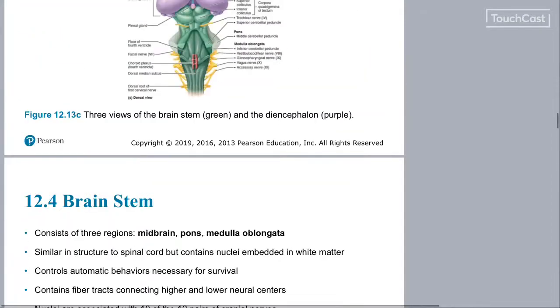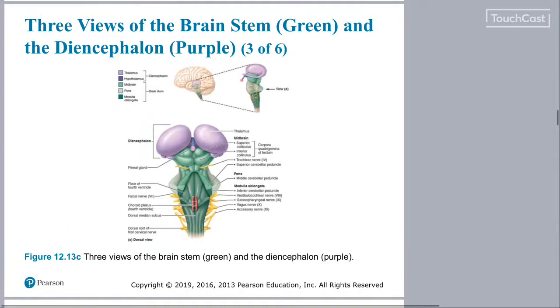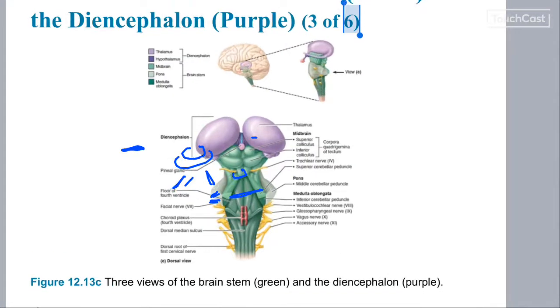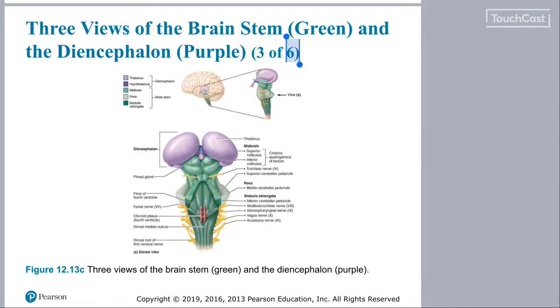I want to go back to this slide to show you exactly what we're talking about when we look at the midbrain. So we just covered the diencephalon in the last unit. So we have our midbrain here. We have the pons, which is kind of cut open right now, and the medulla oblongata. So you can see these yellow tracts. Those are going to be our cranial nerves coming off of the medulla oblongata.